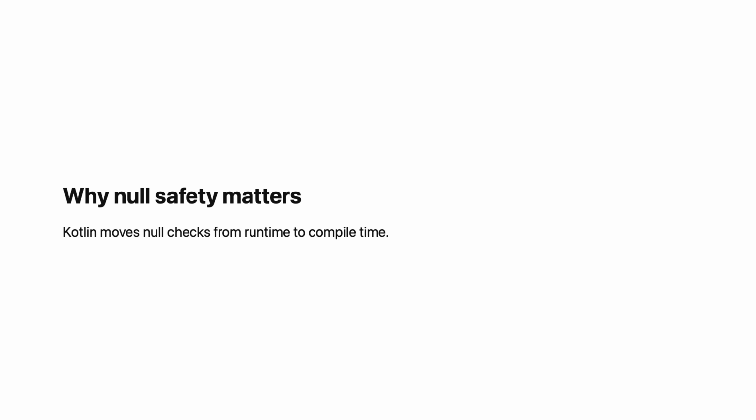This does not eliminate null. It makes null explicit. You know where null can occur. You decide how to handle it. The safe call operator calls a method only if the receiver is not null. name?.length. If name is not null, returns its length. If name is null, returns null. No crash, no explicit if check. The operator handles it.